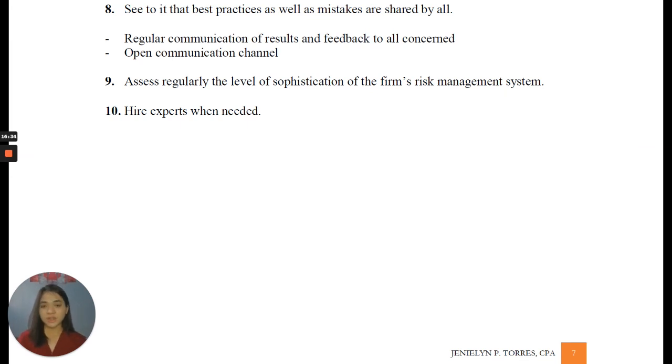So that's the first part of Unit 3, Introduction to Risk Management. I hope that by now you've already familiarized yourselves with the principles of risk management and some other relevant risk terminologies.